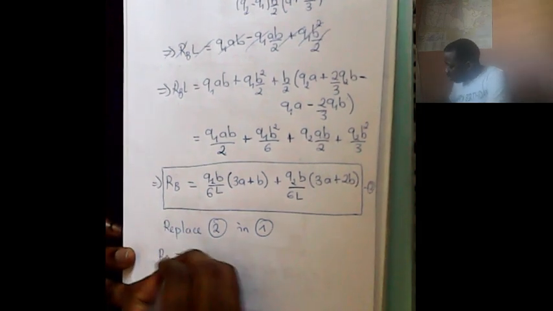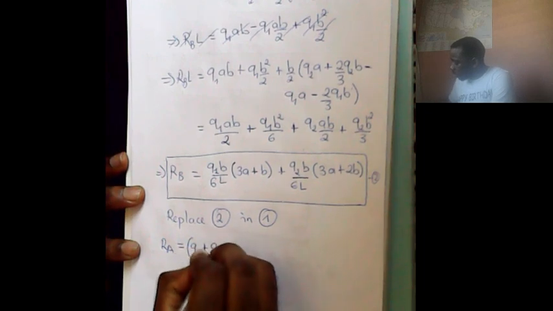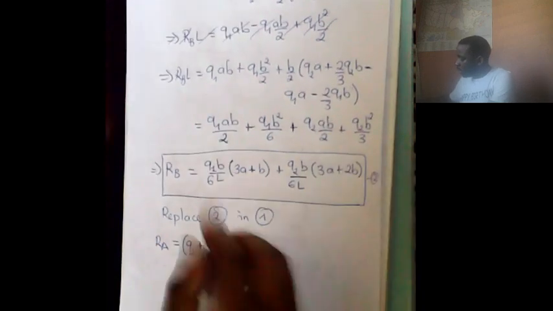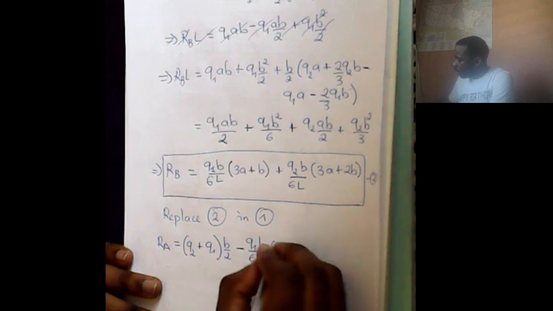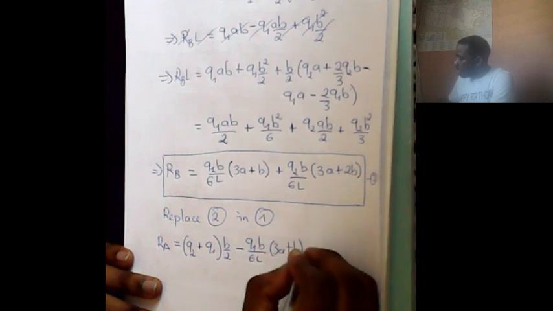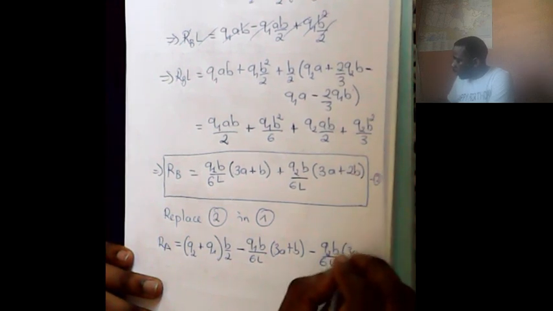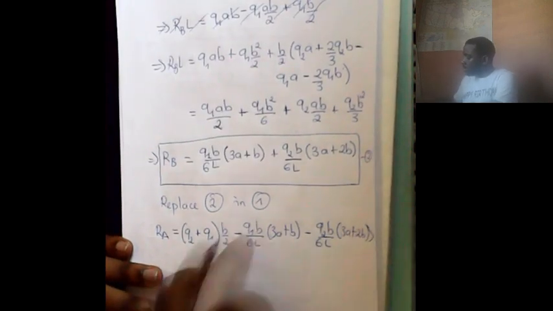So RA now will be equal to all of this here, which is Q2 plus Q1 times B on 2, minus all what we just did. So it will be minus Q1B on 6L into 3A plus B, then minus Q2B on 6L into 3A plus 2B. Right, so this is what we'll get.